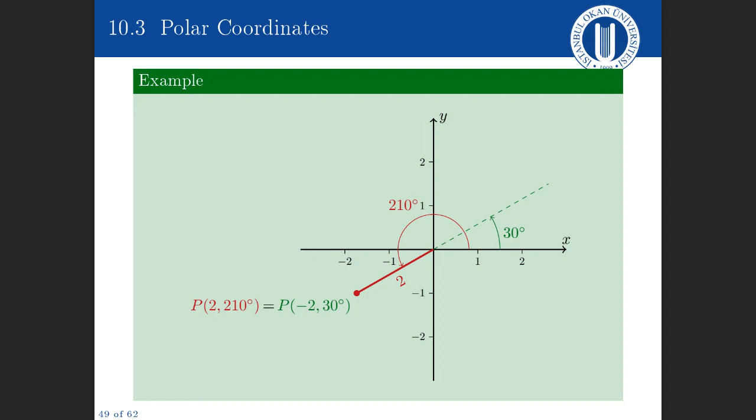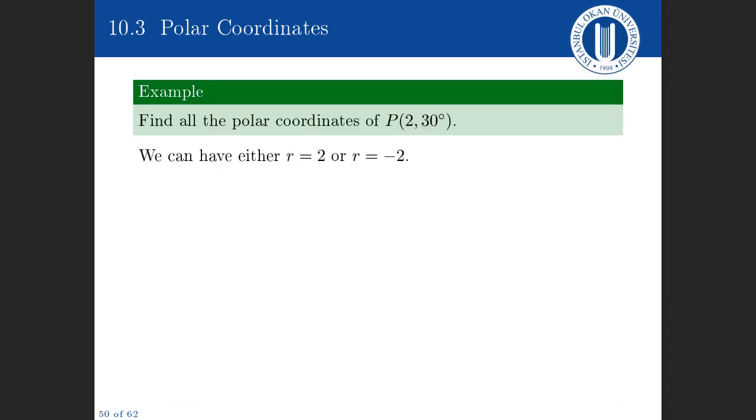If we do it this way, where the first numbers that are minus 1 multiplied by each other, then the difference between the two angles is going to be 180 degrees, or 180 degrees plus some multiple of 360 degrees. So, for example, find all of the polar coordinates of the point (2, 30 degrees). There's two possibilities for r. We can either have r is 2 or we can have r is minus 2. We're going to talk about these two separately.